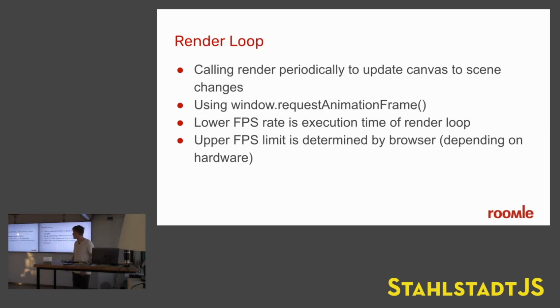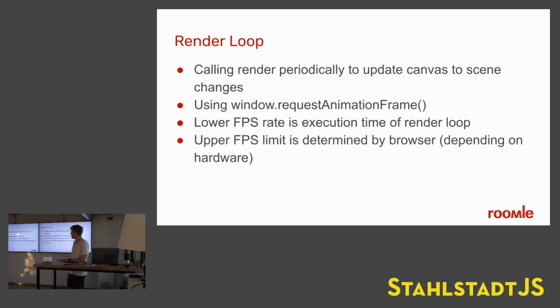So now we know how we render stuff, but we have to do this not just once, but periodically. So we have to call the render function, which is basically a function which we pass to window request animation frame, which means it's called periodically. Maybe you have used request animation frame for other types of animations on the site already.